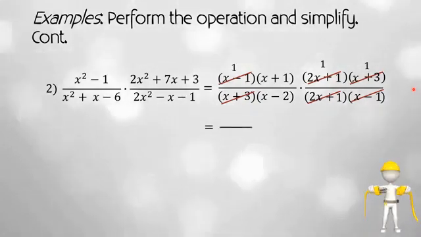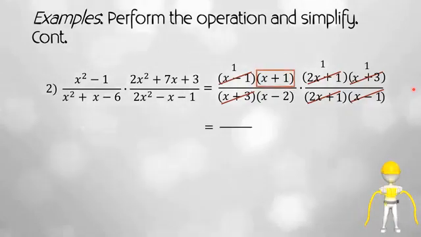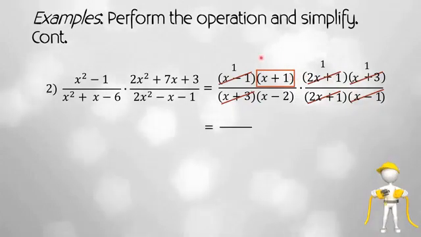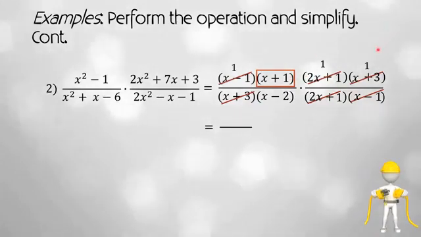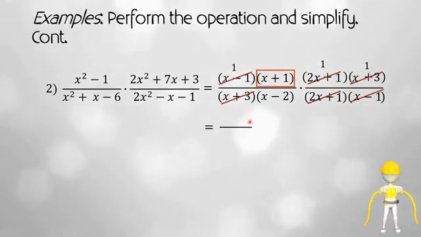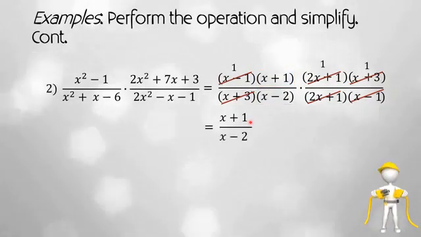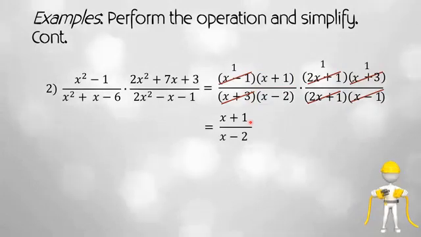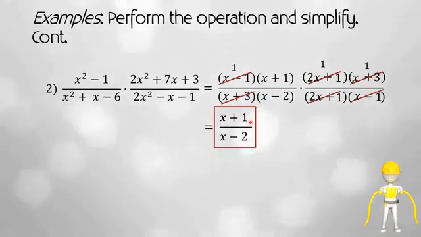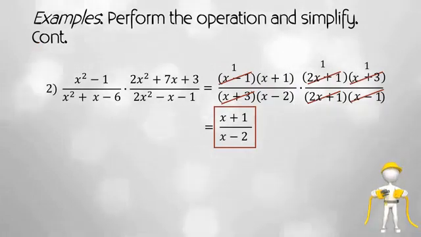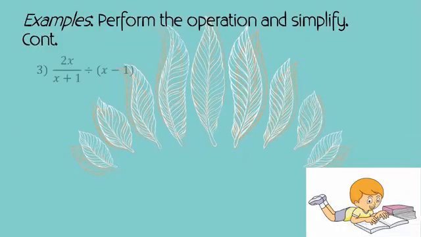So in the numerator, you have x plus 1 only. So x plus 1 or x plus 1 times 1 times 1 times 1, that is just x plus 1. And also the remaining in the denominator is x minus 2, so you have x minus 2. Now this is now your final answer. Yay! Okay? So example number 3.